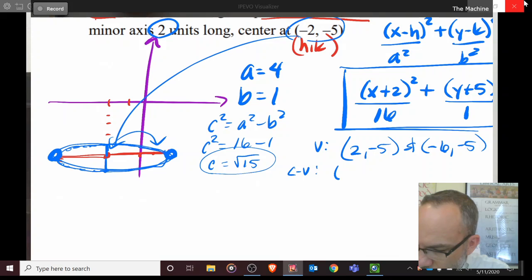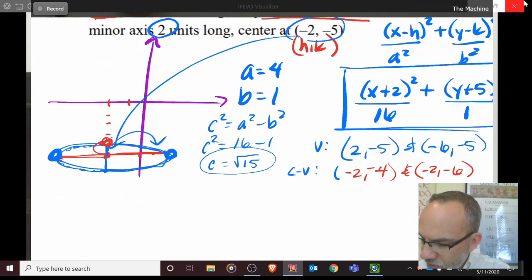Now, covertices. Now I'm going to go up 1 unit for each of those. I'll do those in red. So if I go up 1 right here, the first covertex is going to be negative 2, and then up 1 from negative 5, negative 4. And then the other one's going to be negative 2, and then down 1, negative 6. So those are my covertices.